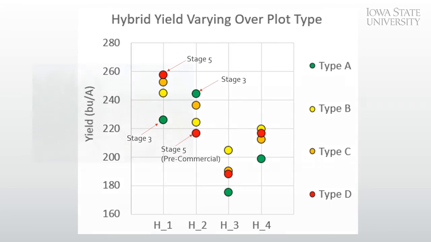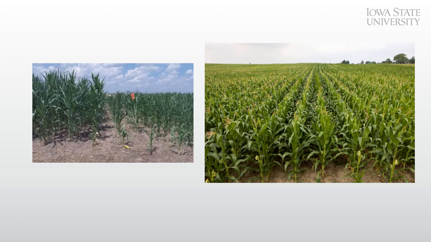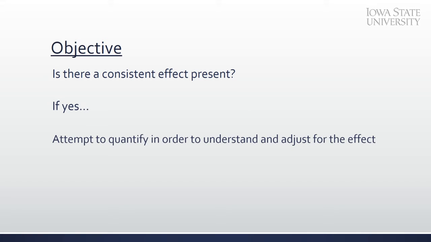hybrid. The hypothesis presented to the team which explains this phenomenon is that an effect exists in earlier stages of development when smaller planting configurations are used, which causes hybrid yields to be artificially high or low, and this effect isn't present when larger planting configurations are used. The objective of the project was to evaluate the existence of this unknown effect, and if it exists, to attempt to quantify the effect in a way that could be used by Syngenta in their development processes.